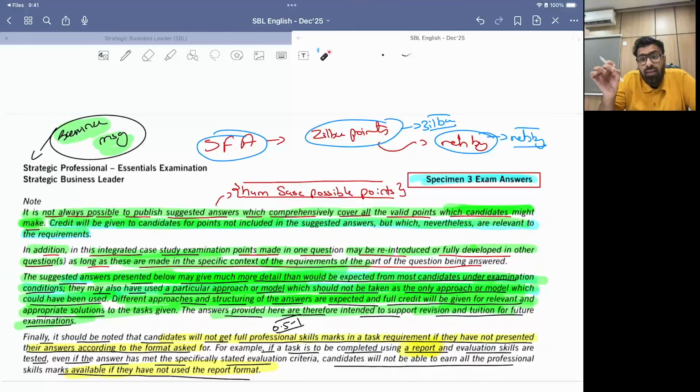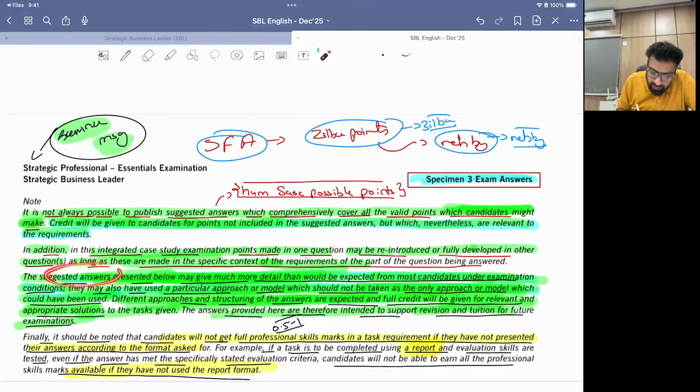So that means even if you are making a point that isn't in the examiner answer, but your point is right, you will be getting marks. Did you guys know that? See, this is the beauty of SBL. My answer and your answer can be totally different, but if we both are making good points and giving good comments, we both can pass.